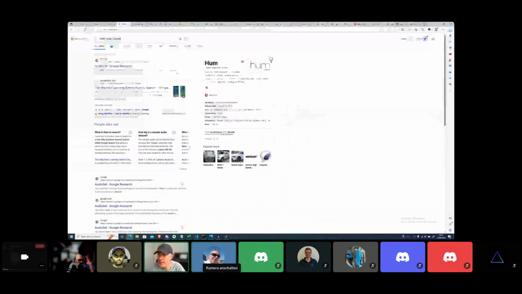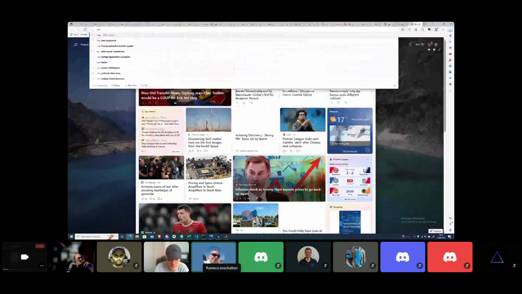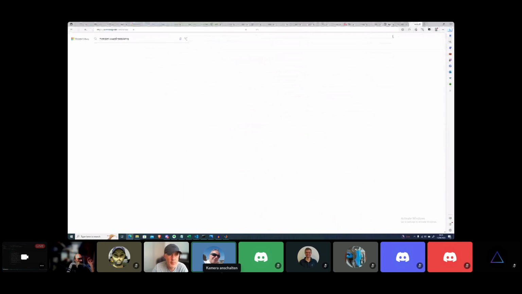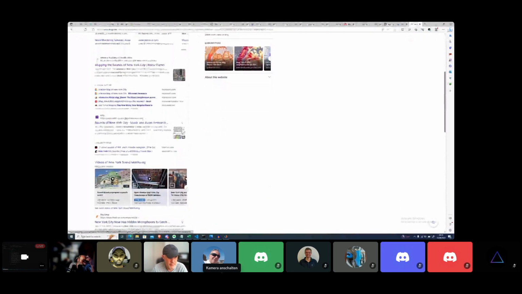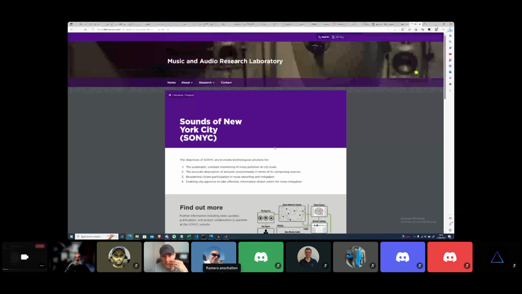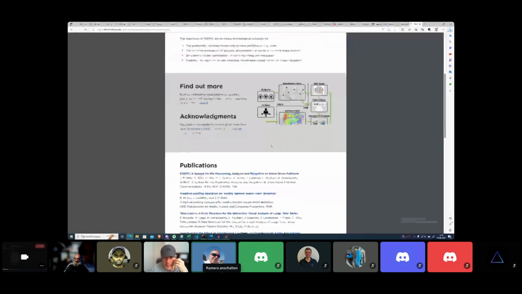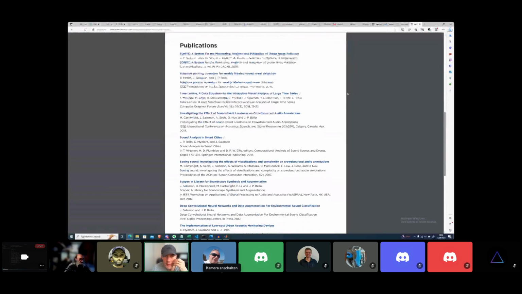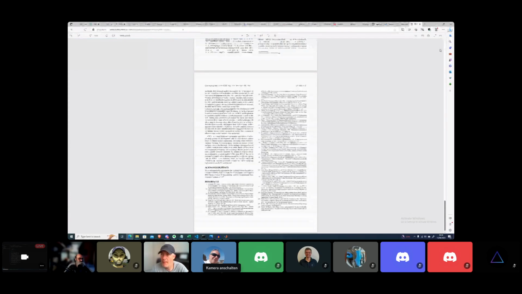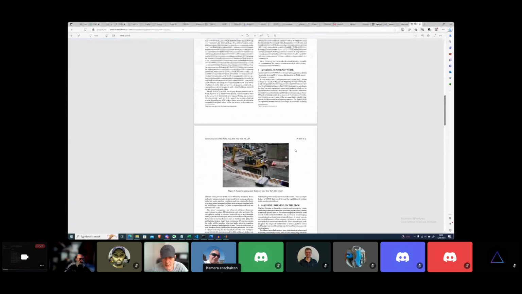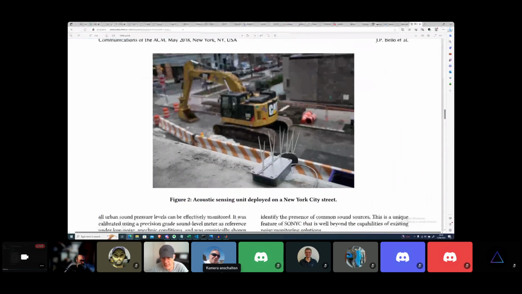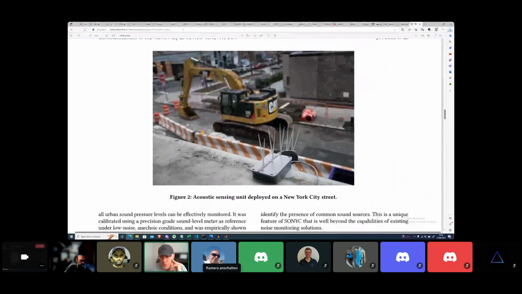I'll see if I can find it actually. If you can point me to a link to the hardware or the designs they use. Okay. Yeah, sure. Sonic, so this is the one. Yeah, so all this is open source, I believe, so you can get the designs for this.